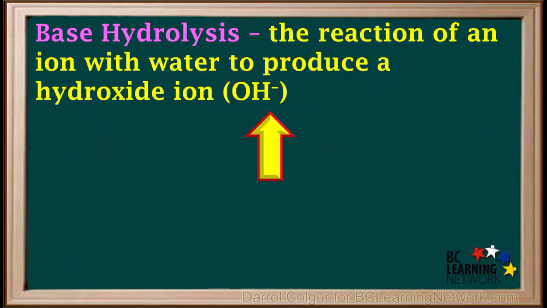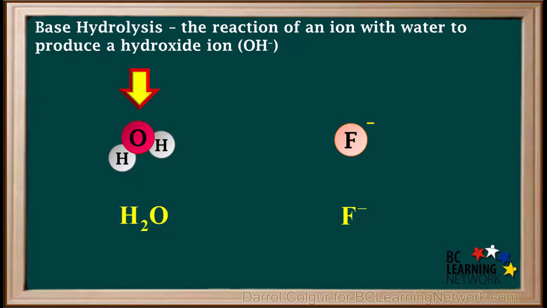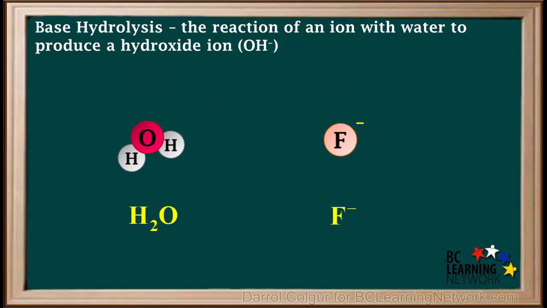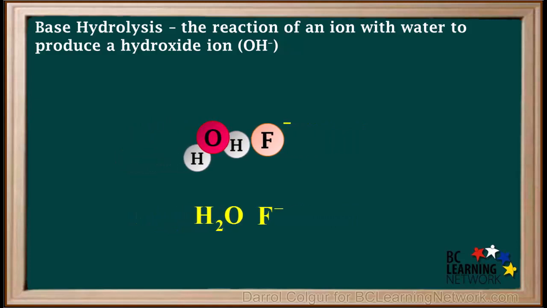Base hydrolysis is a term we use for the reaction of an ion with water to produce a hydroxide ion. We'll illustrate an example of base hydrolysis. We'll start with a water molecule and a fluoride ion, F-. In the random movement, these two species sometimes collide with each other. This hydrogen atom can donate one of its shared electrons to the oxygen atom, forming an H+ ion or proton, and giving oxygen a negative charge.